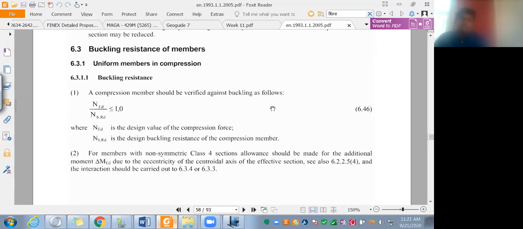When you compress a column, it tends to buckle. You can try this with a big ruler. If you keep on increasing the load at the end, then what happens is the ruler buckles. That type of buckling could occur in the member. So now you need to look at how to determine the buckling capacity. So the second major investigation is NED should be less than or equal to NBR.